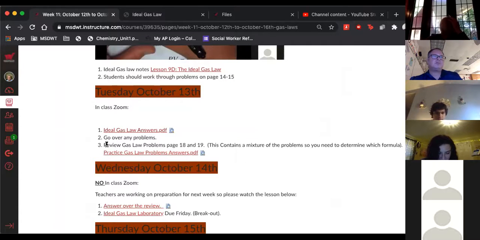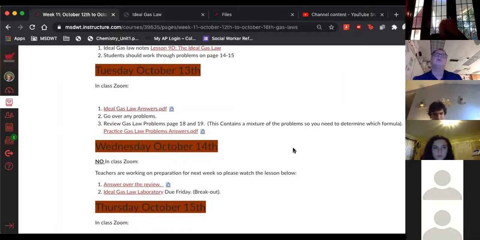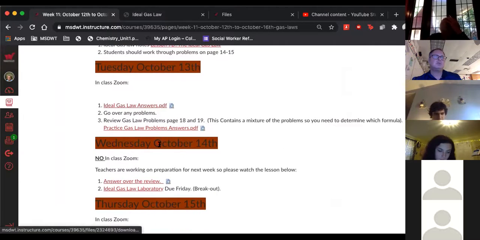Tonight's problems are these practice problems here. It's on page 18 and 19. Why we assign this is because it's starting to contain a mixture of problems. Think of the test as 30 questions. When you read it, it's not gonna say, use this law. You're gonna have to sit there and read the information and determine what you should be using. That can be difficult. So we're gonna practice that.